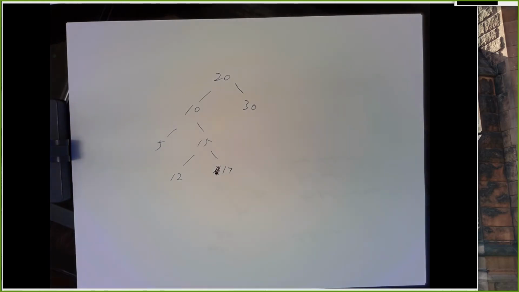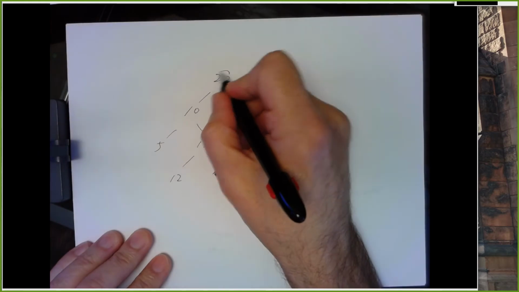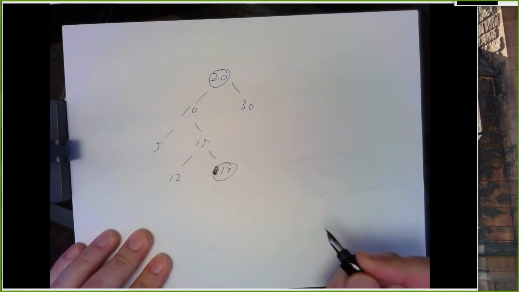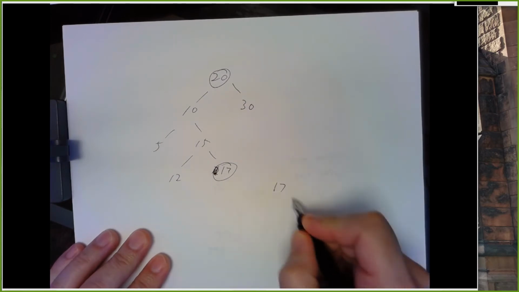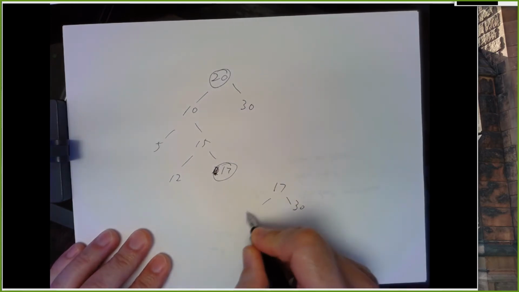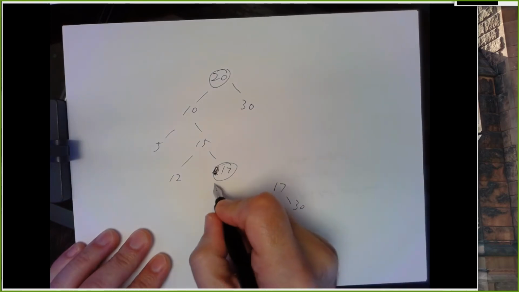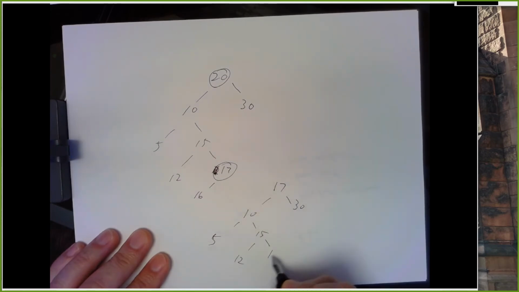So if I was to delete the 20 from this tree, what would I do? I would go into the left subtree, I'd find the largest node, which is 17. I would make 17 the new root. It would adopt the old left child of the root. And if 17 had something on the left, like 16, that gets adopted by its parent.